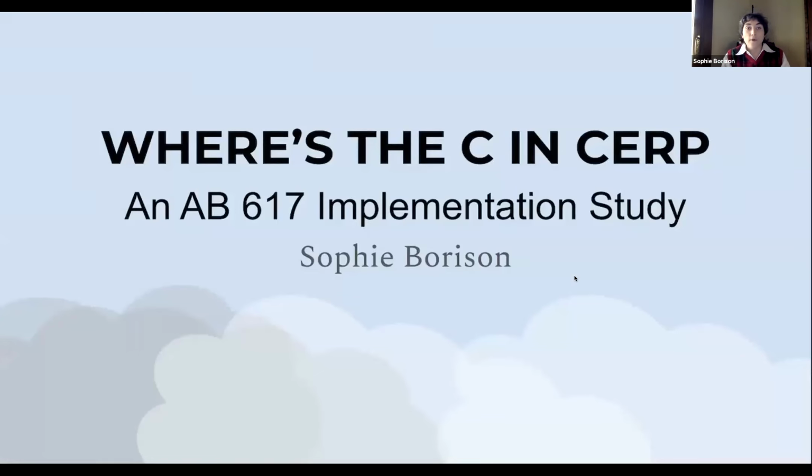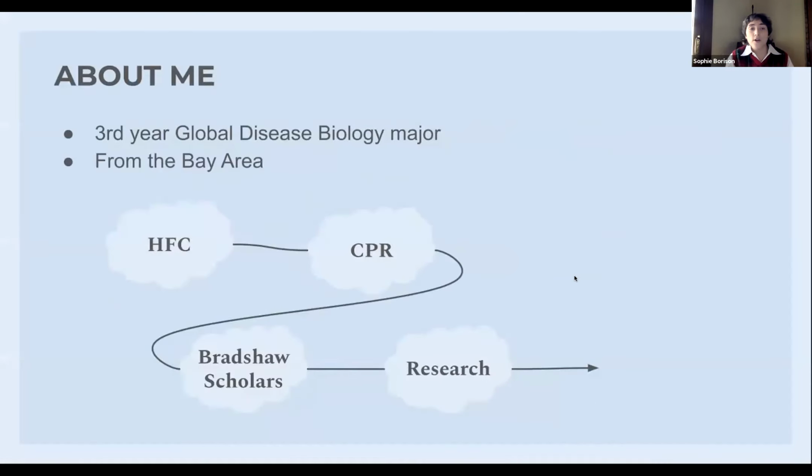So my name is Sophie Baker, and I work with Peter Nguyen and Jonathan London on their implementation of the AB 617 study. So about me, I'm a third-year global disease biology major, interested in environmental health, environmental design, and environmental justice. And I grew up in the Bay Area with kind of a limited understanding of the connection between society and the environment. And I became interested in exploring this connection further after attending the environmental justice seminar my first year at Davis. And this is where I learned about herbicide-free campus.